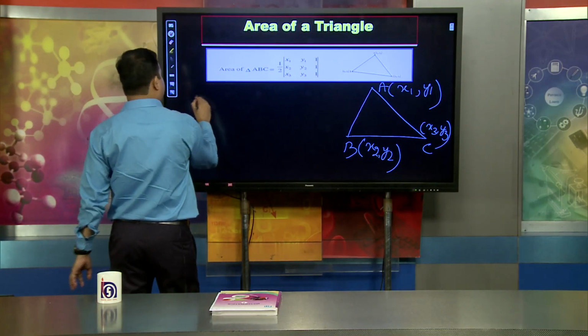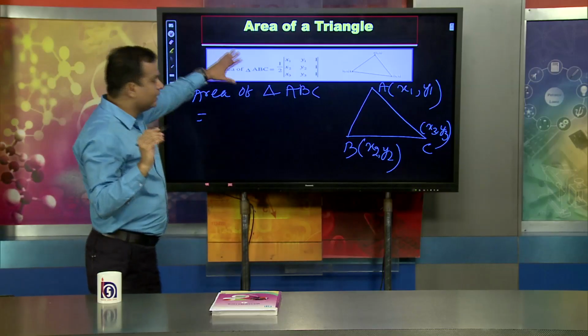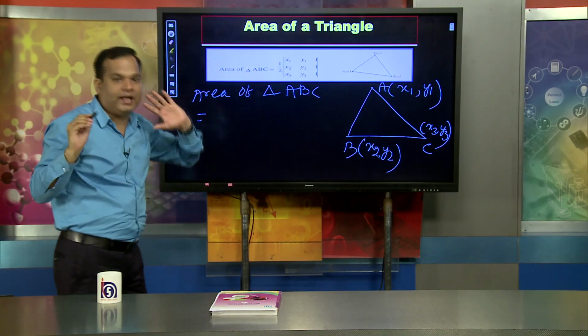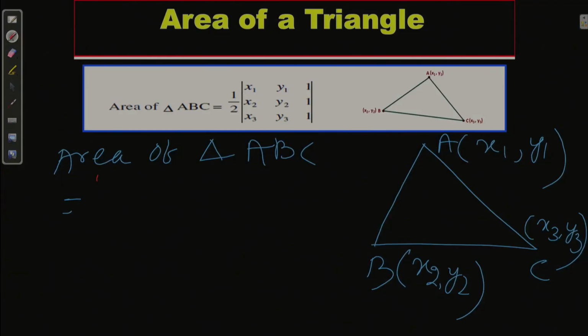Then the area of triangle ABC is equal to, and that is the very important thing. Dear learners, by using that formula, you can find the area of any triangle, and it is very simple. That formula is half into the determinant of: first we write x1, x2, x3, then y1, y2, y3, and then 1, 1, 1.